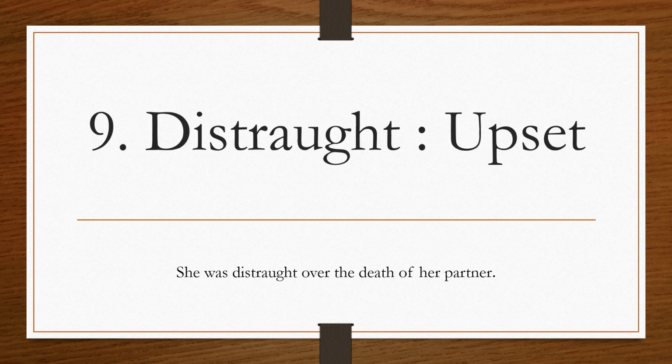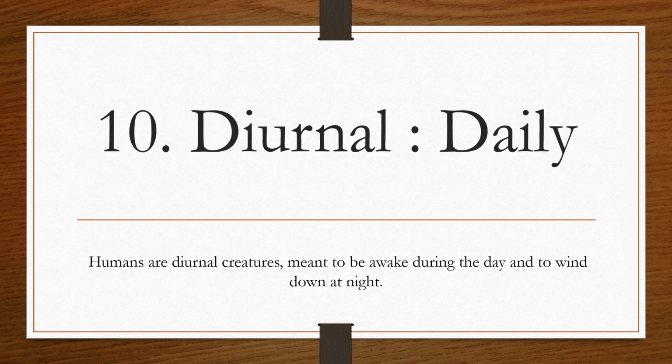Ninth term is distraught, means upset hona. She was distraught over the death of her partner. Tenth and last term is diurnal, means daily. Humans are diurnal creatures meant to be awake during the day and to wind down at night.